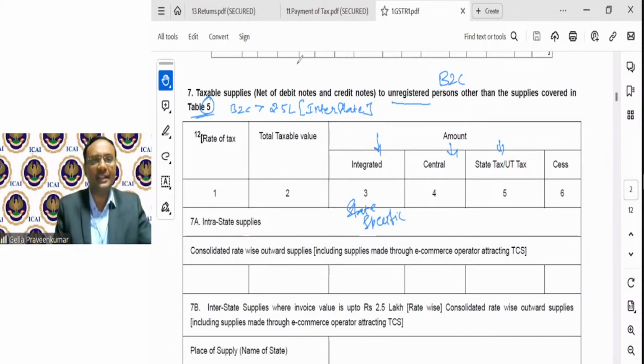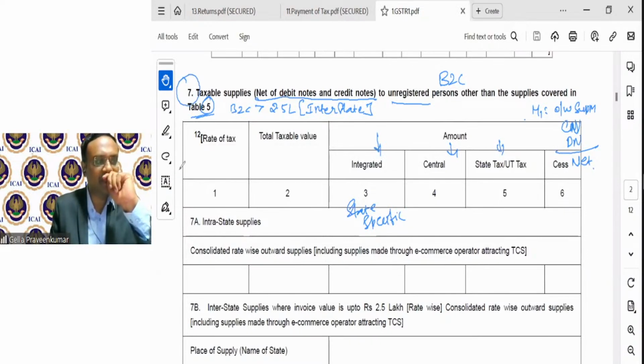One important aspect here: net of debit note, credit note. So in a particular month, if I have outward supply, if I have credit notes, if I have debit notes, all this I have to net, and that net figure is what I have to report in this table number 7.